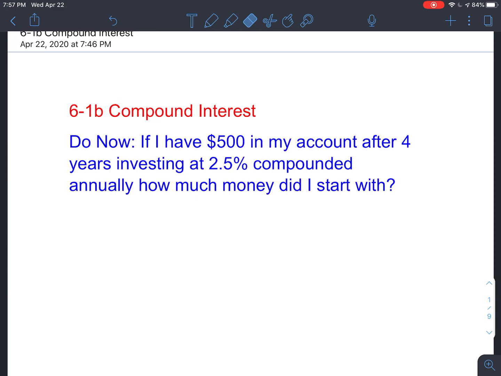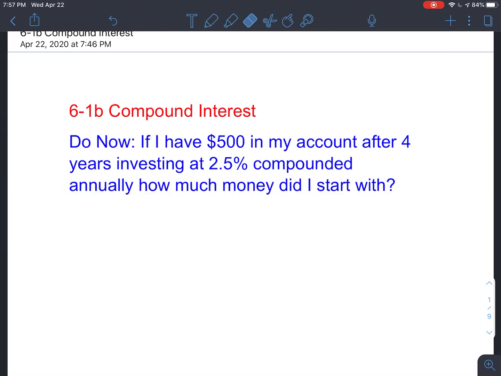So today we're going to be looking at a very specific type of exponential function that has to do with money. So for the do now, I have the question: if I have $500 in my account after 4 years investing at 2.5% compounded annually, how much money did I start with?